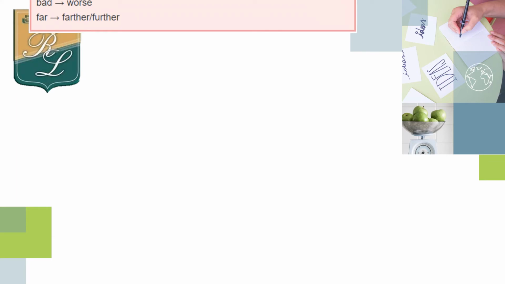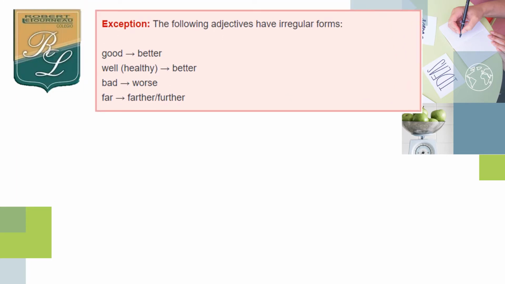Another thing is that there is an exception. For example, in the following adjectives, we have irregular forms. We are not going to add -er, or we are not going to use more or less. In this case, I have the adjective good. It's going to change the full word into better. If I have the adjective well, referring to healthy, I am also going to use better. In the case of bad, it's going to change into worse. In the case of far, I can use farther or further.